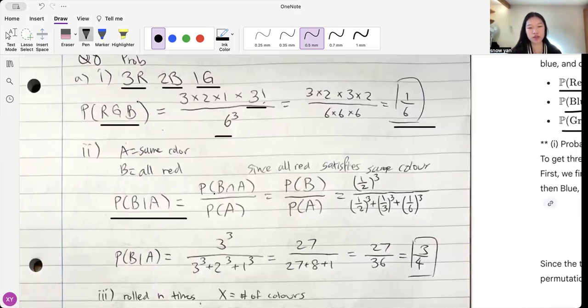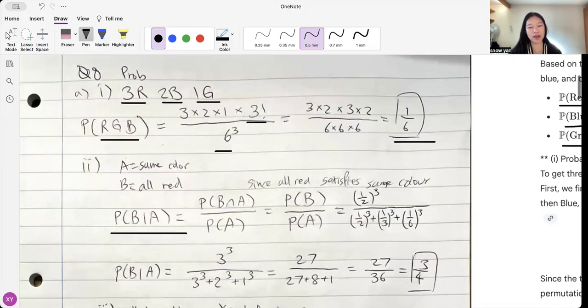So by conditional probability, I have this. And since when B is satisfied, A is definitely satisfied, P of B and A is just P of B. So essentially what I'm trying to find is P of B divided by P of A. P of B is, if it's all red, each time I have a 1/2 chance of getting that. And I have three rolls, so it would be 1/2 to the third.